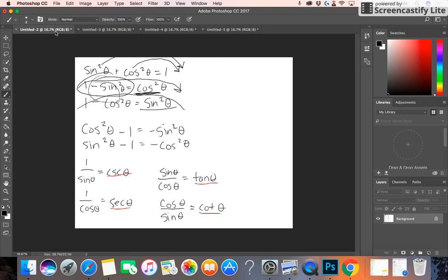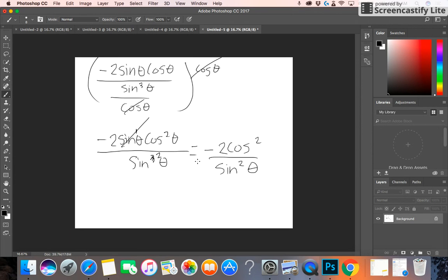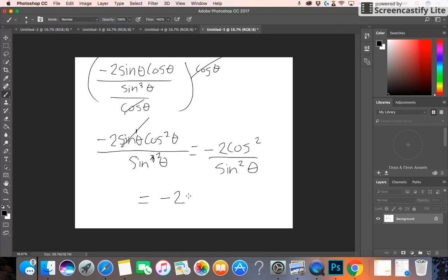Like we learned before, whenever cosine is on top of sine, you can automatically write it as cotangent. The directions on the SIG test will say that you have to simplify this down to one single term. So you want to rewrite that as negative 2 cotangent squared. And then that's it.